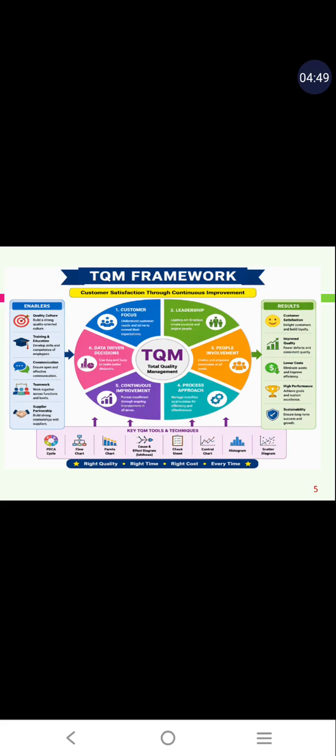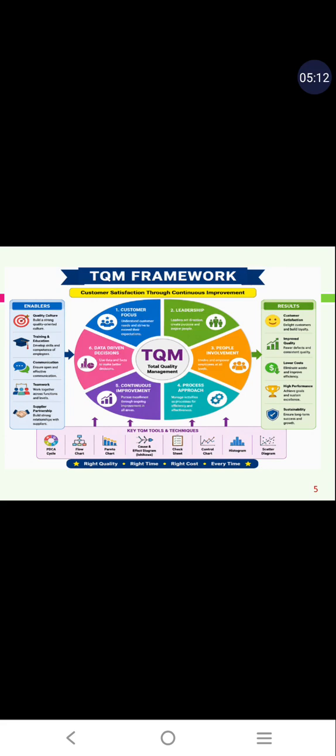Similarly, the fourth one is process approach. What do you mean by process approach? Process approach is nothing but, for example, if you are manufacturing a product, there are different processes. All the processes have to be analyzed, and we need to see where the quality can be improved.